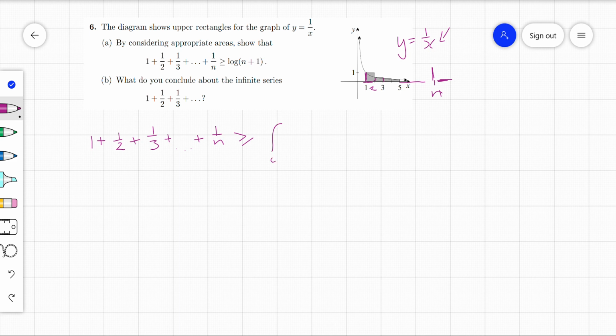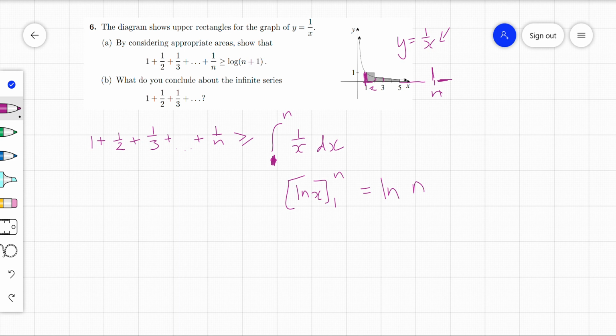So if I'm going between 1, because we're starting at 1 here, and n, if I go between 1 and some value n, and the curve is 1 on x dx, what do I get? Okay, so 1 on x, when I integrate, that becomes a log, and log x between 1 and n, and that equals log n minus log 1. Log 1 is 0.